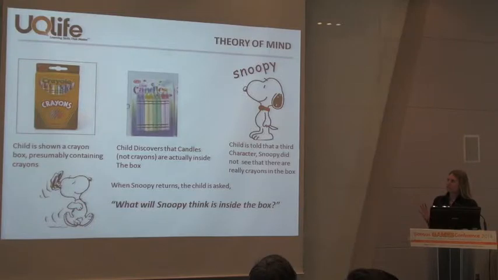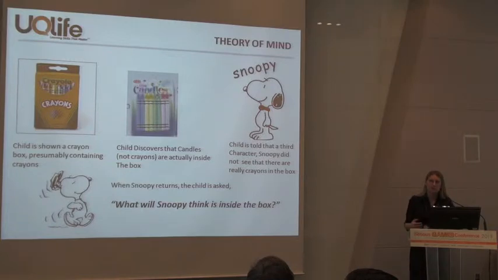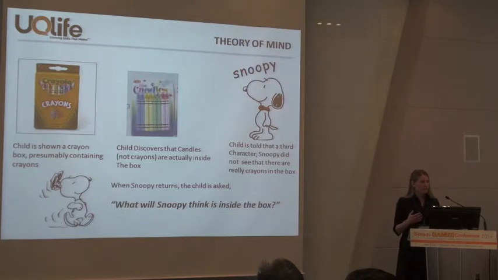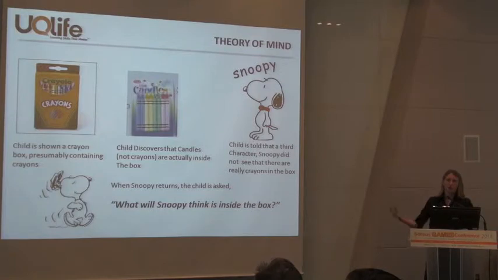And then a third character is introduced, in this case Snoopy, and the child is told, okay, Snoopy did not see what is inside the box, he wasn't in the room, but he's coming back now. When he comes back, what do you think he will think is inside the box? Three-year-olds reliably will say candles, because they don't seem to differentiate between what they believe and know about the world and what others know or believe about the world. And four-year-olds will consistently say the correct answer, which is crayons.